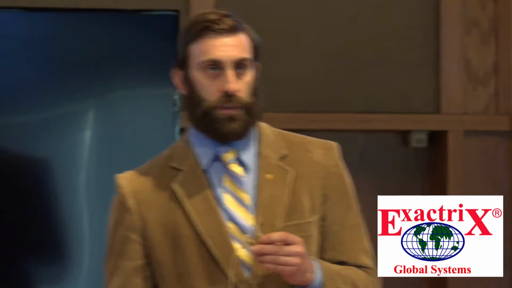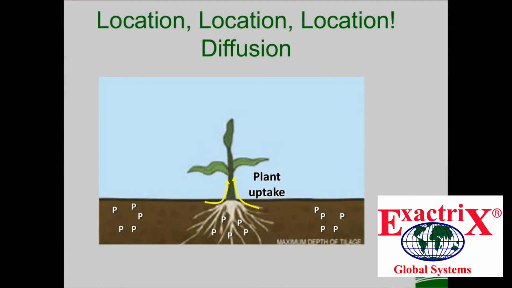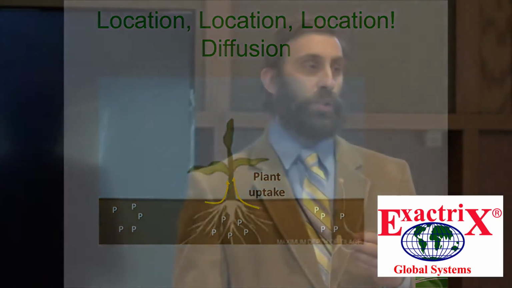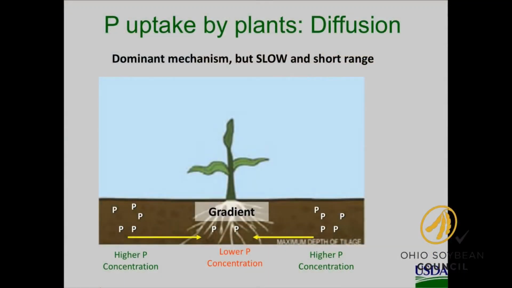Diffusion is the most important, the most critical means of uptake of phosphorus by plants. Brief illustration of diffusion. Imagine you start out with a soil where the phosphorus is evenly distributed throughout it. The plant begins to take up phosphorus from the solution, and it depletes it directly in the vicinity around the plant roots. And it creates a concentration gradient, where around the root you have lower concentrations, and higher concentrations away from the root, so the phosphorus moves by diffusion through that gradient back towards the root. Now, obviously, this diagram is not to scale. It's exaggerated here just to make the point. It's the dominant mechanism, but it's extremely slow and it's short range. It's only going to move around a quarter of an inch.